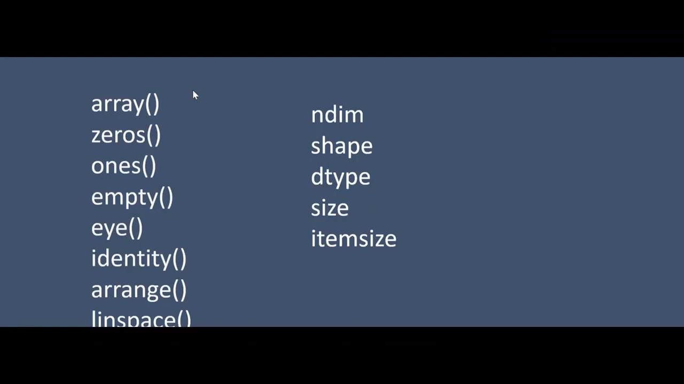To summarize, we have seen the installation of the NumPy package and the different methods in NumPy for creating the array. These are the methods which can be used to create arrays using the NumPy package. And these are the properties of a NumPy array. By this we are concluding this tutorial.